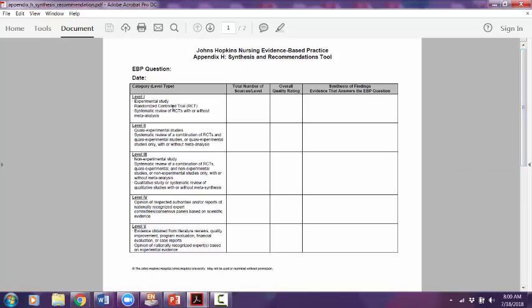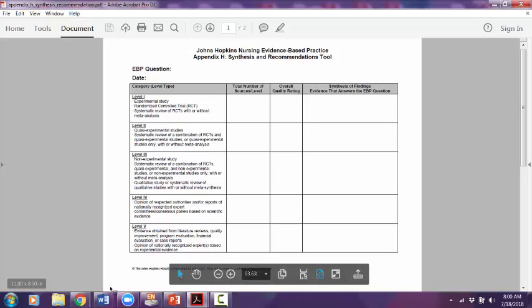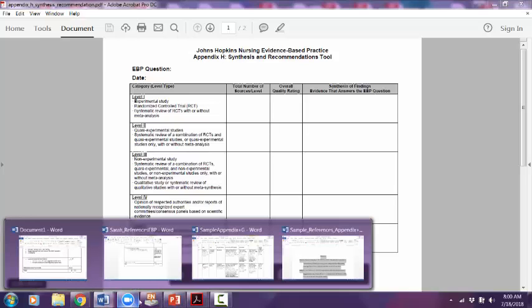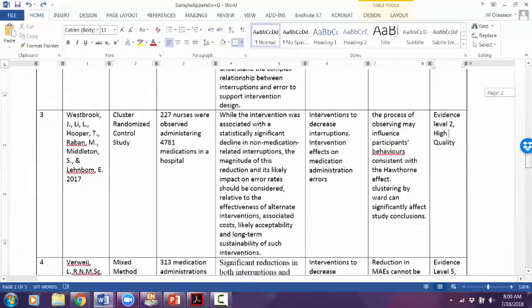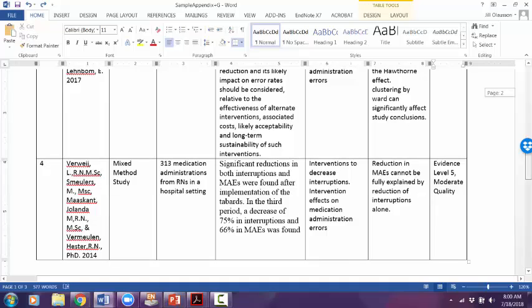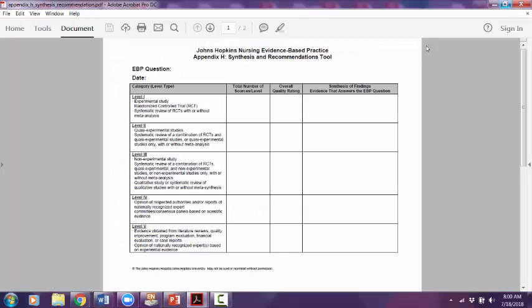What you will do here is put the total number of sources. So, I'll use an example of a really well done table. Here we have 4 total sources. We have a level 1, a level 1, a level 2, and a level 5. So we'll put that we have 2 level 1s, 1 level 2, and 1 level 5.